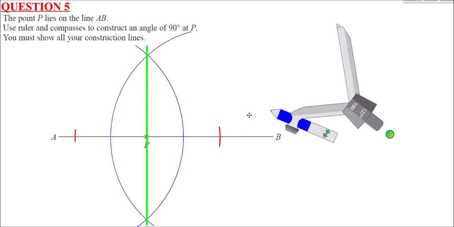If you're not sure with these or you lack confidence, I'd massively suggest practicing your constructions and loci and get yourself a compass and protractor if you've not got one already, and practice, practice, practice.